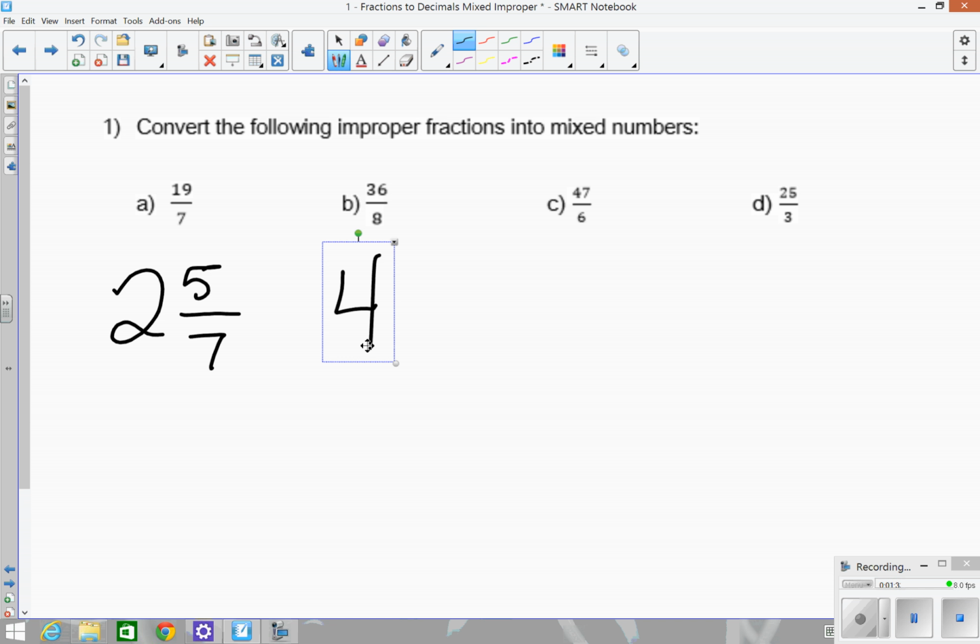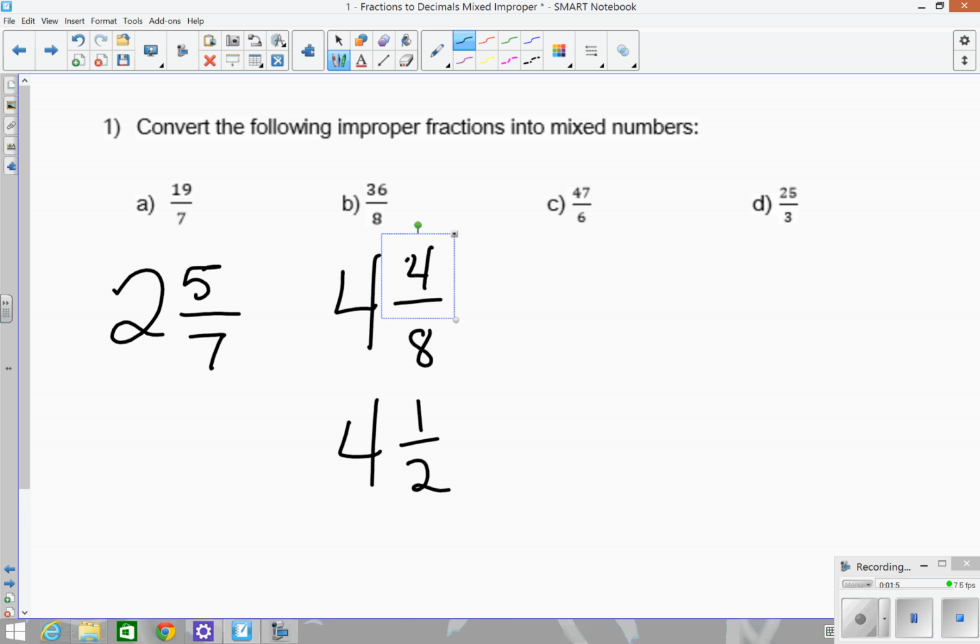So 4 times 8 is 32. From 32 to 36, there's 4 left over out of 8. Now this is an opportunity for us to reduce that fraction. 4 over 8 is the same as 1/2, so we have 4 and 1/2.